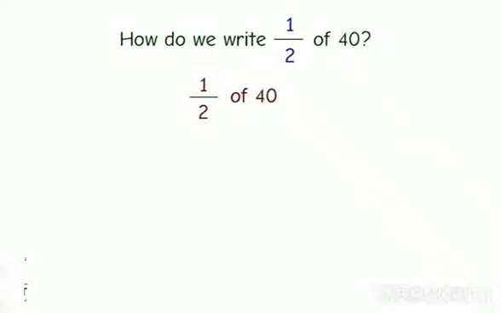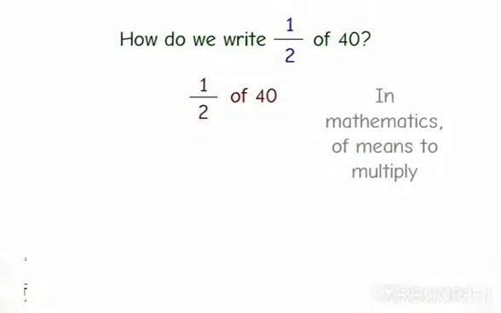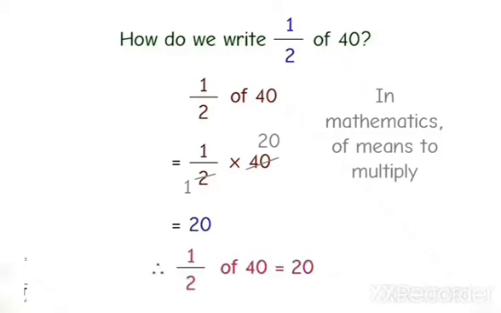How do we write half of 40? Half of 40 in mathematics means multiply. Of means multiply. So 1 by 2 multiplied by 40. Cancel out and we get 20. So we say that 1 by 2 of 40 is equal to 20.